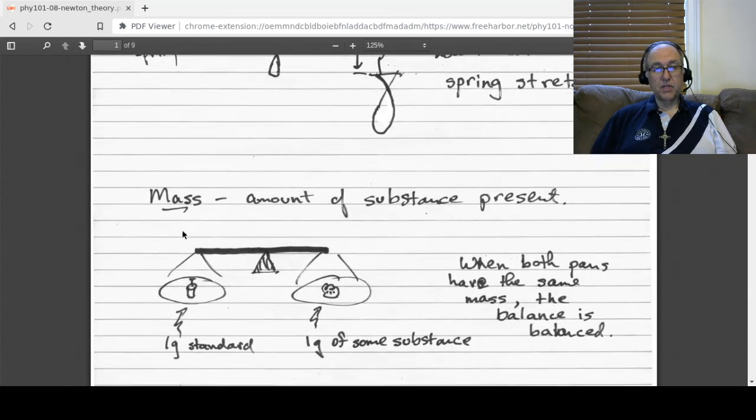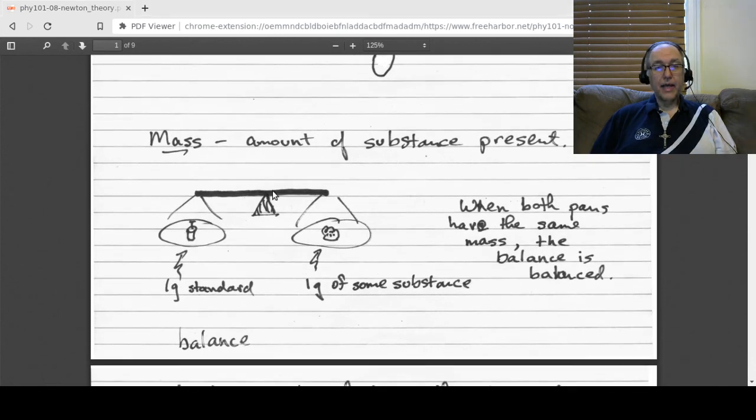Okay, here's concept number two. It's mass. All right. And again, the definition I have here is pretty vague. It's just the amount of substance present. And you go, geez, that's so vague. How do I work with that? How do I even think about that when I go to solve problems?